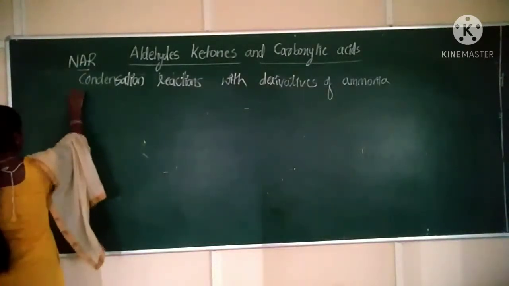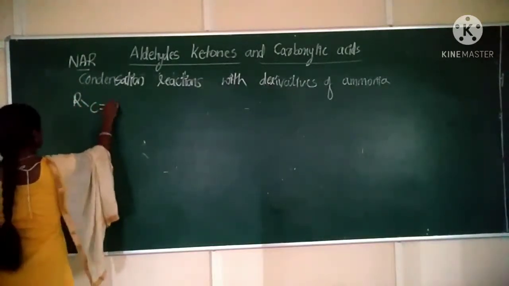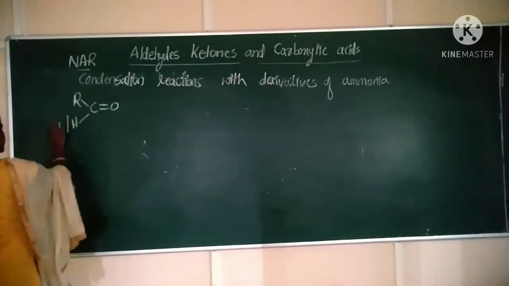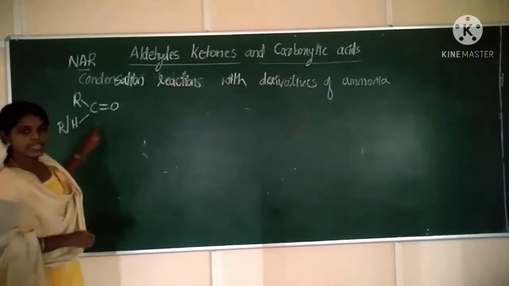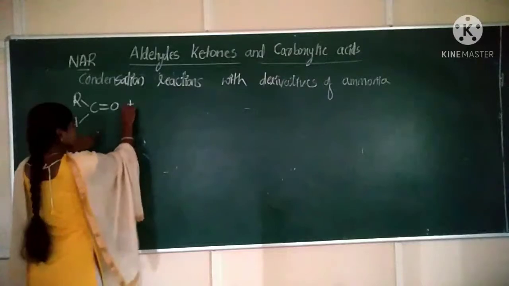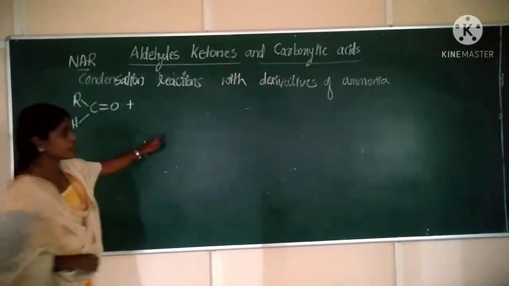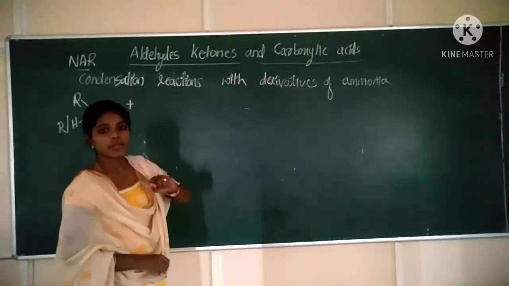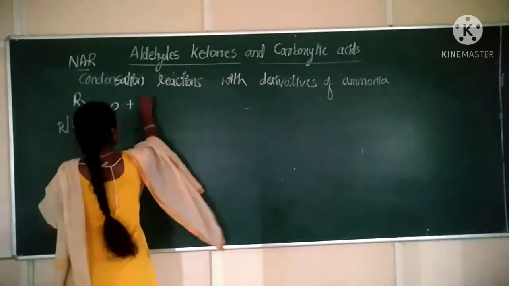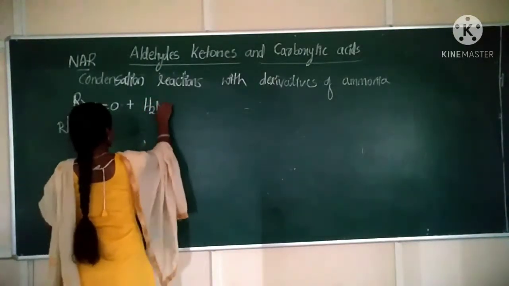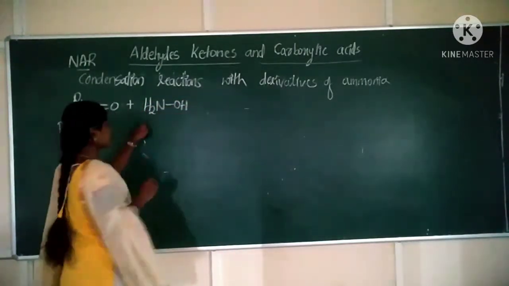Take aldehyde, R C double bond O H. An aldehyde or ketone reacts first with what? Hydroxylamine. What is the formula of hydroxylamine? H2N OH. Correct? H2N OH.